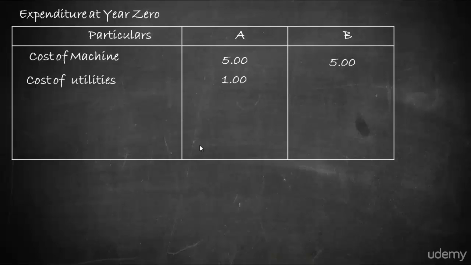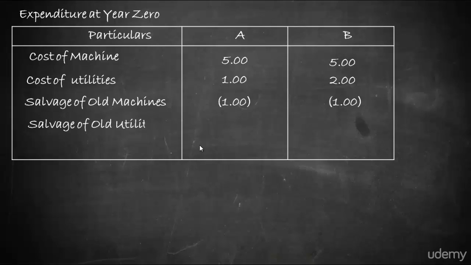Whereas if the company goes for mission B, then they cannot make use of the existing utilities, and the cost of utilities for mission B is high, it is 2 lakhs. Okay, and when they are purchasing the new mission, they have to sell their existing mission, and that gives the salvage value of 1 lakh. So that's going to be common for both. But when they purchase mission B, they cannot use the existing utilities, so they have to sell off the existing utilities. The salvage value will be 20,000. Salvage of old utilities is not applicable for mission A but applicable for mission B, which is 20,000.